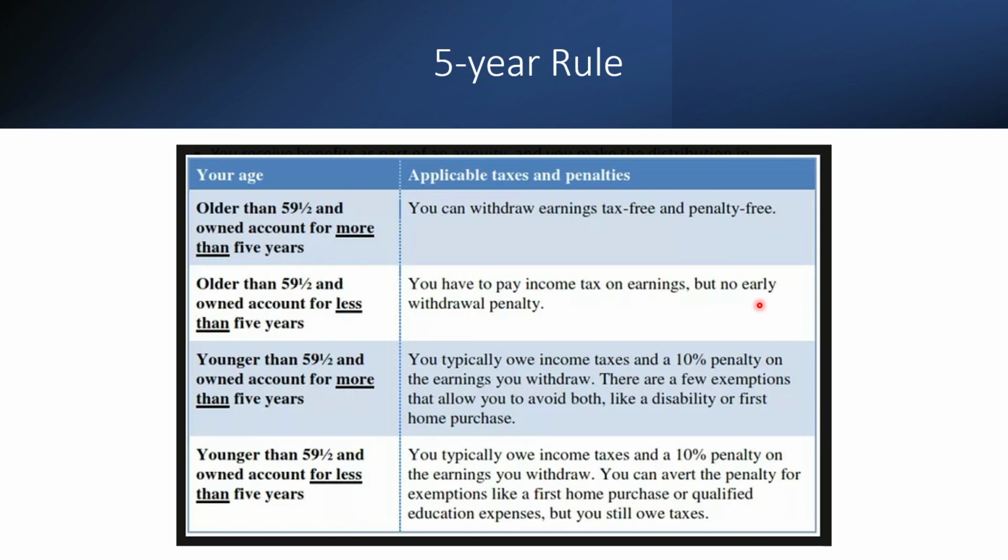And then the last one down there, if you're younger than 59 and a half and own the account less than 5 years, then once again, you owe the income tax and the 10% penalty on earnings you withdraw. You can avert the penalty for exceptions like first-time home purchases and qualified education, but you still owe the taxes. So there's the 5-year rule.